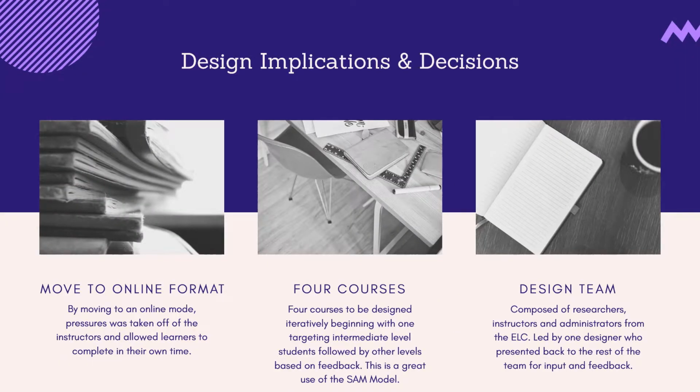Following an understanding of the problem statement and a needs assessment by the administrators, the following design implications had to be made. The first was that the program needed to move to an online format, allowing learners to complete it in their own time. Second, the content needed to be put into 4 courses, allowing for 4 different levels of proficiency from the students. This would also allow them to create 1 course at a time using the SAM model to continue to improve the design from course to course. And finally, the design team, while they would have a lead designer, would be composed of researchers, instructors, and administrators who would all work together to design and implement the new course.